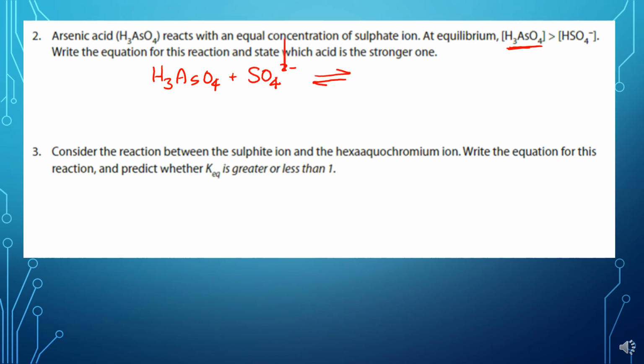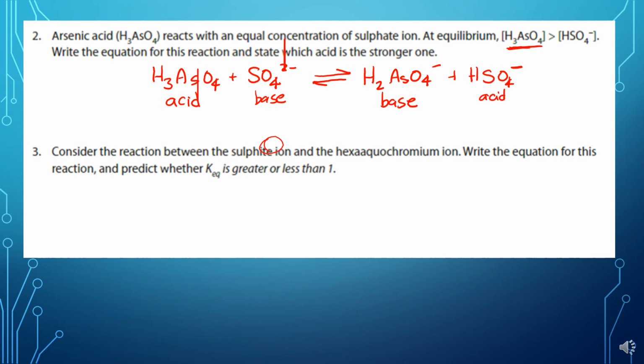So the first thing that I'm going to do when I write out that reaction is identify which one's going to act as the acid and which one's going to act as the base. I know that my sulfate ion cannot donate any hydrogen ion, so it has to act as the base. So with my products, I've got H2AsO4 minus plus HSO4. And we're losing one from its charge, so it just has a -1. So now I have this acid and base on the product side.